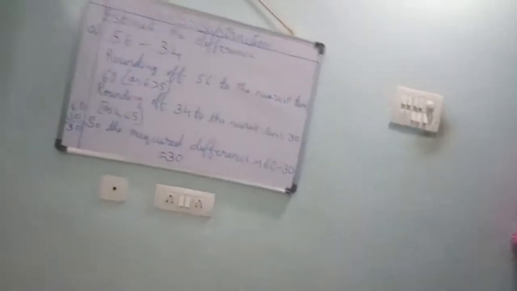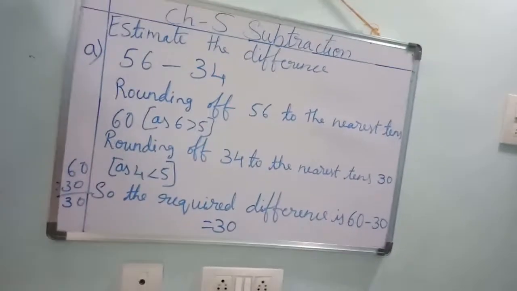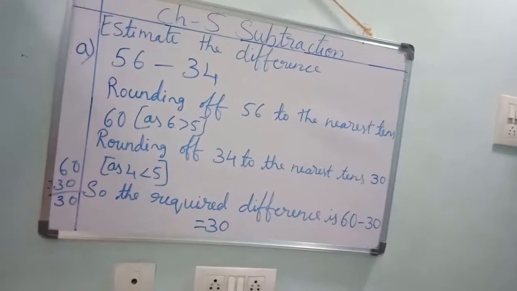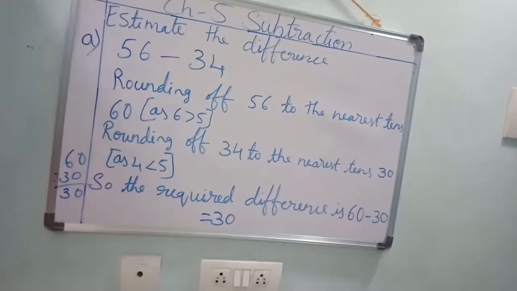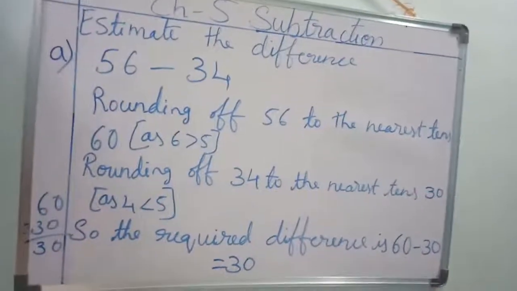What did we do here? We estimated the difference. We estimated, and again we did the difference. Understood children? Copy in the classwork.